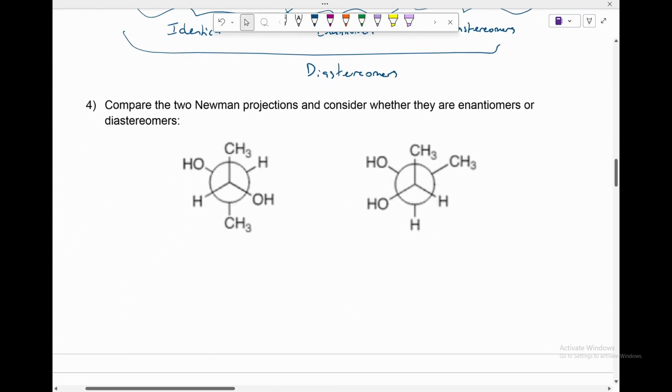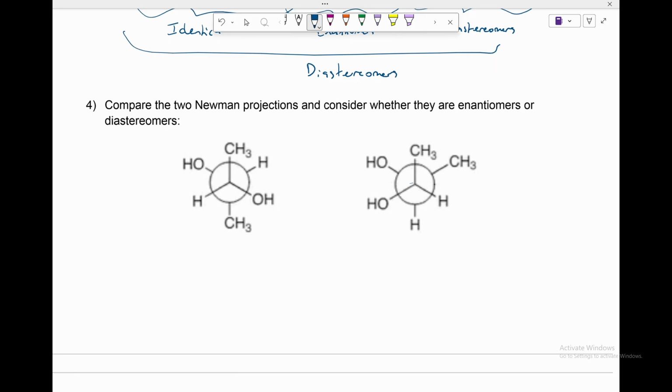Number 4 is a bit trickier. So let's look at it a bit more. Let's just note what we can see. The front carbons on both of them look mirrored, but the back carbons look different, right?